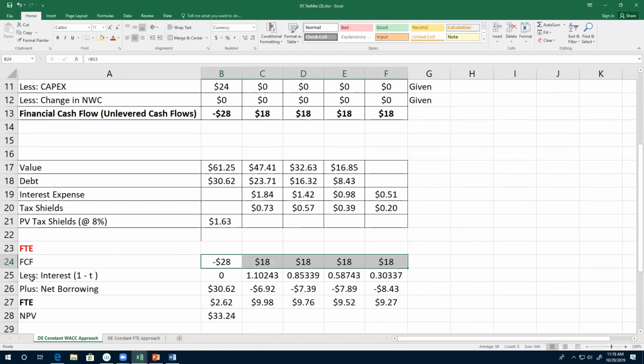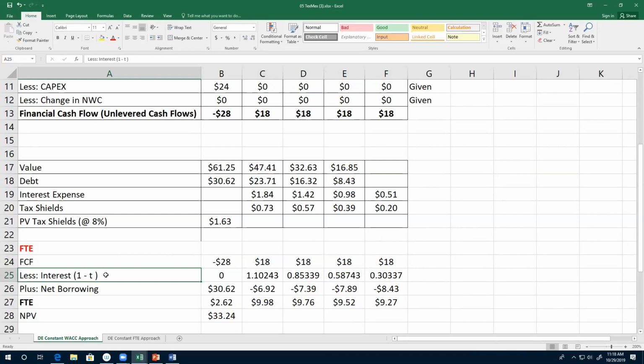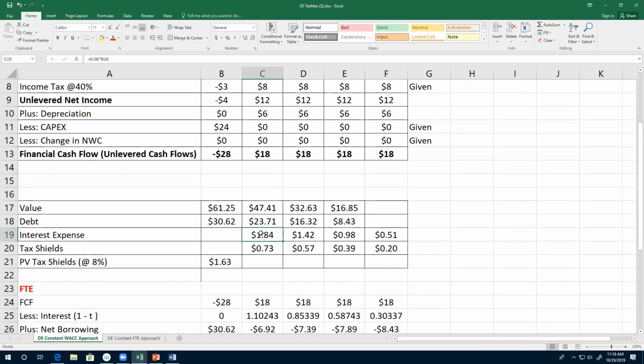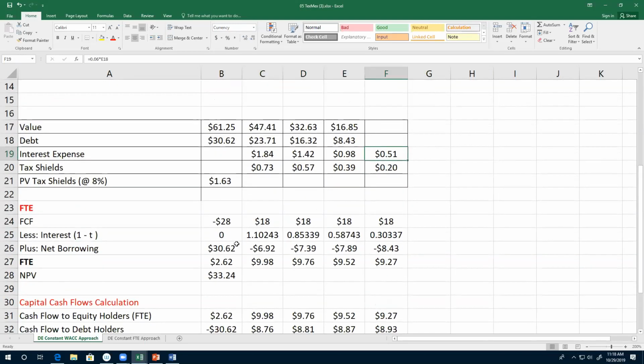But then it says subtract interest times 1 minus the tax rate. Well, that's a no-brainer in the sense that you already have calculated interest expense in this approach over here. So you know what your interest expenses are in years 1, 2, 3, and 4. All I'm asking you to do is multiply those interest expenses by 1 minus the tax rate and get this row over here. So you do that. And then perhaps the more important part is plus net borrowing. So this is important. Plus net borrowing.